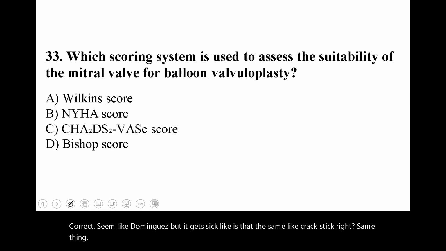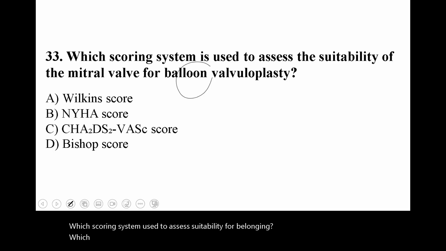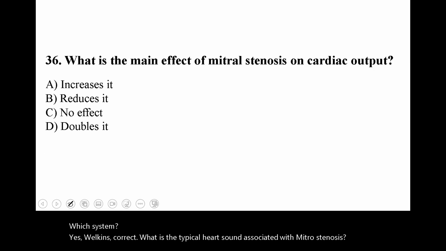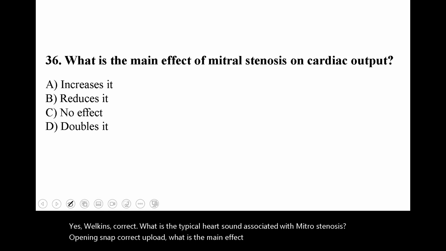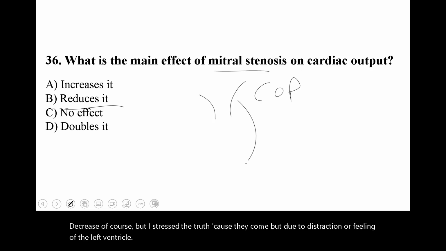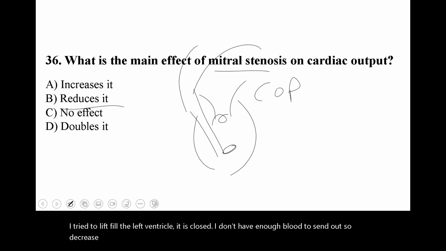Which scoring system used to assess suitability for ballooning? Which system? Yes, Wilkins, correct. What is the typical heart sound associated with mitral stenosis? Opening snap, correct. What is the main effect of mitral stenosis on cardiac output? Decrease, of course. Mitral stenosis reduces cardiac output due to obstruction of filling of the left ventricle. I try to fill the left ventricle, it is closed. I don't have enough blood to send out, so decrease cardiac output to the body.